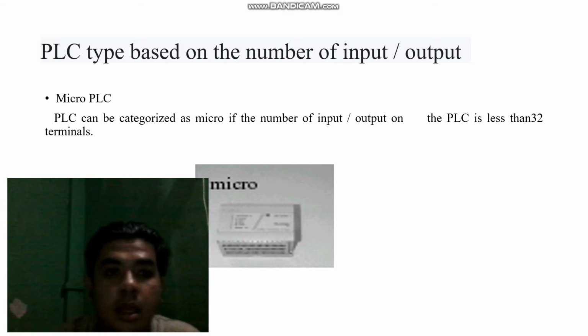Next slide. PLC types based on the number of inputs or outputs. Number one, micro PLC. A PLC can be categorized as micro if the number of inputs or outputs on the PLC is less than 34 terminals. This type is used in processes that are not too complicated and do not use many inputs and outputs, as well as not many commands.